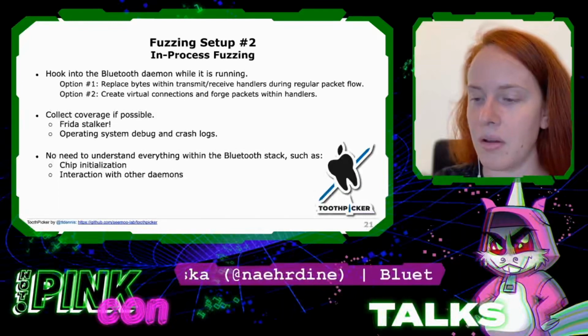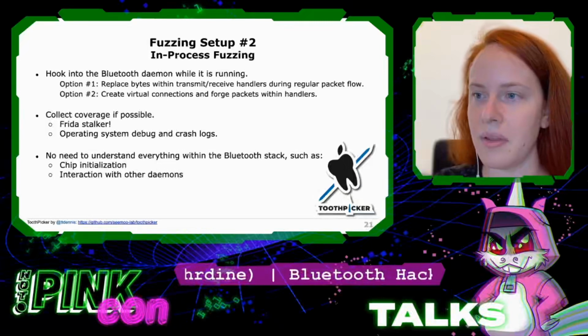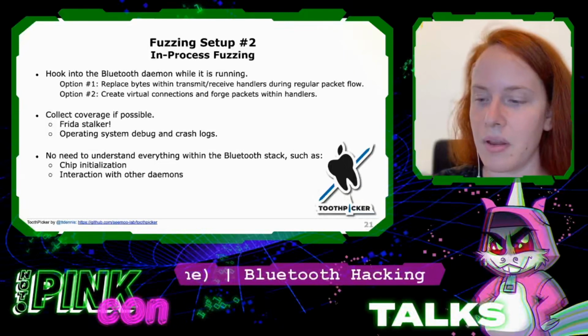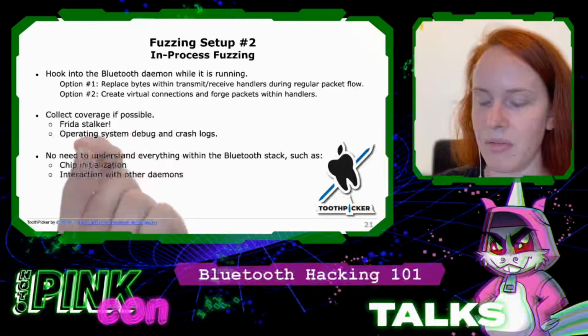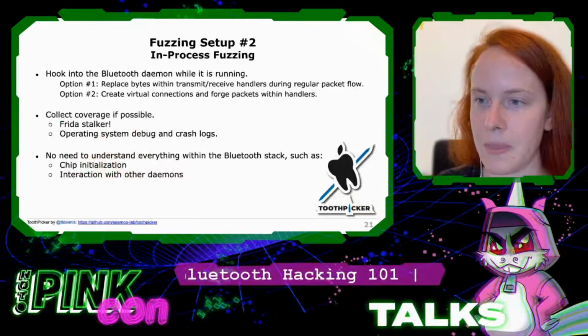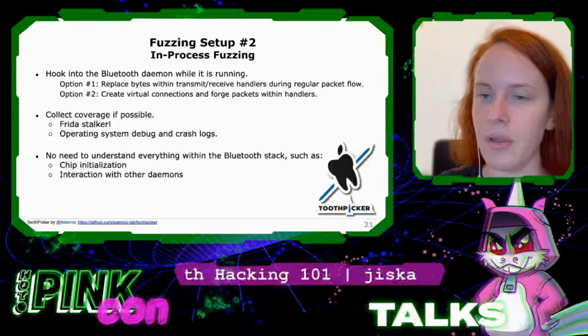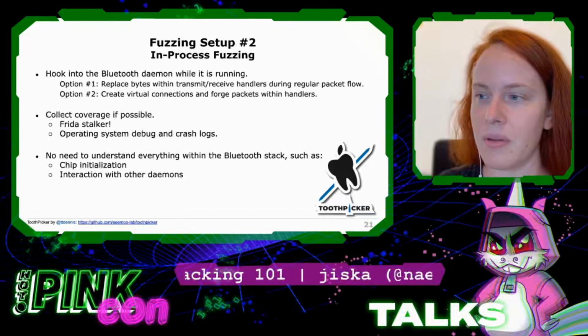And the other option is that you create a virtual connection, but while the Bluetooth daemon is running, and forge packets within those handlers, which is easier to control. And especially with Frida, you can then also get coverage. So you even know where in the code you have been and which parts you fuzzed. And you would also be able to observe some system and debug crash logs in addition. So you have some possibility maybe to observe what happens.